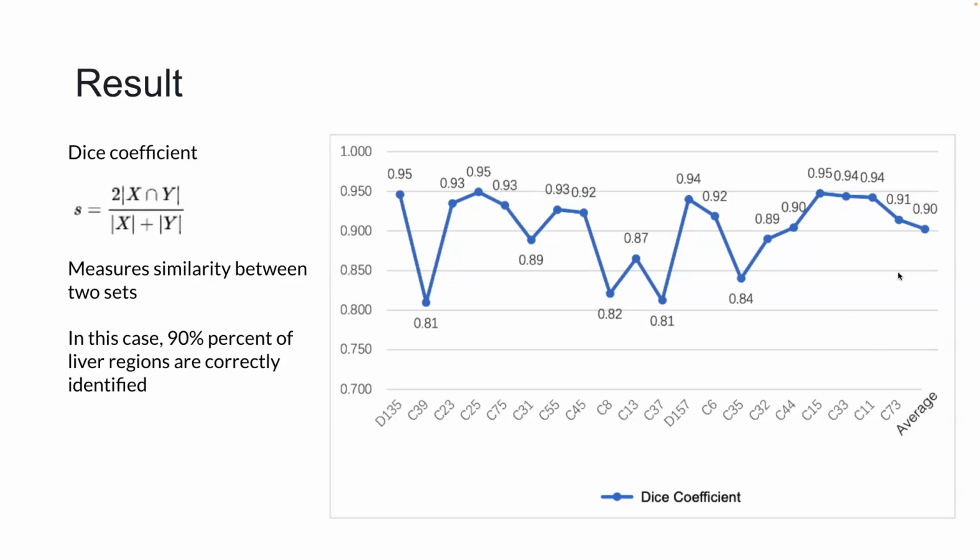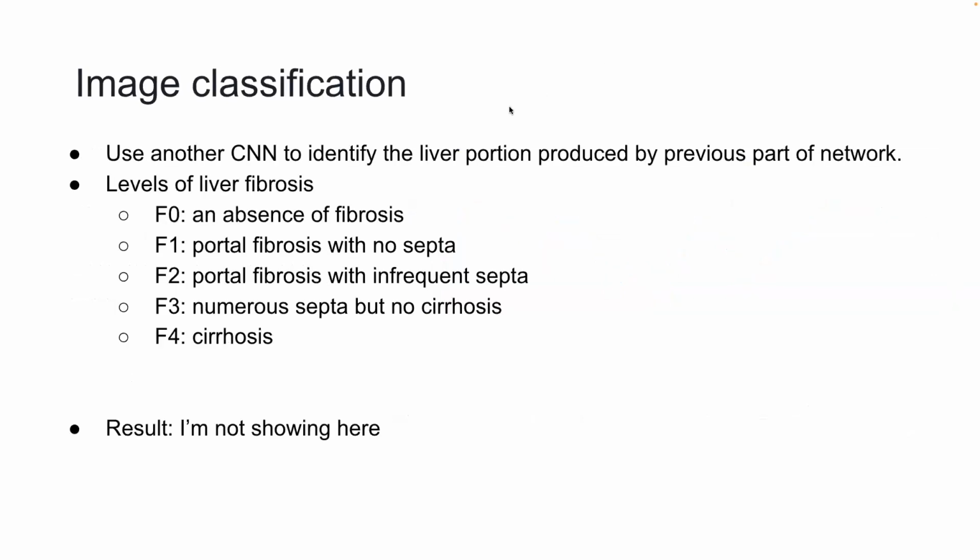So here we have an average dice coefficient of 90%, which means about 90% of the liver regions are correctly identified by the network. And the second step would be, from the liver portion we identified from the whole image, we can use another convolutional neural network to produce the level of liver fibrosis, which is indicated in each image as well. So there are actually 4 levels here. You can just read them, but to be honest, I'm not going to show you the results because they're not good.